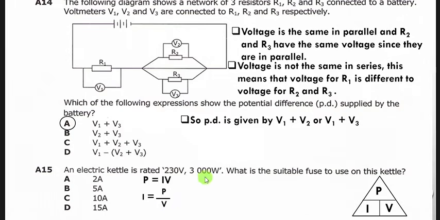So current is equal to power, which is 3000, divided by voltage, which is 230. So if you divide, you get 13. So when you check here, 13 is not there.